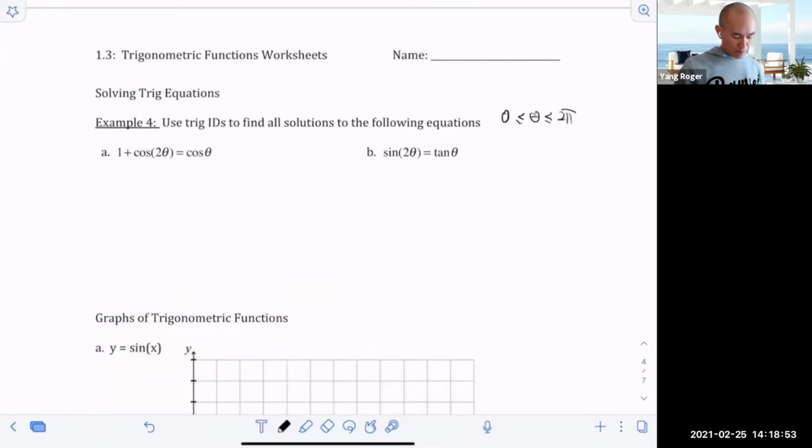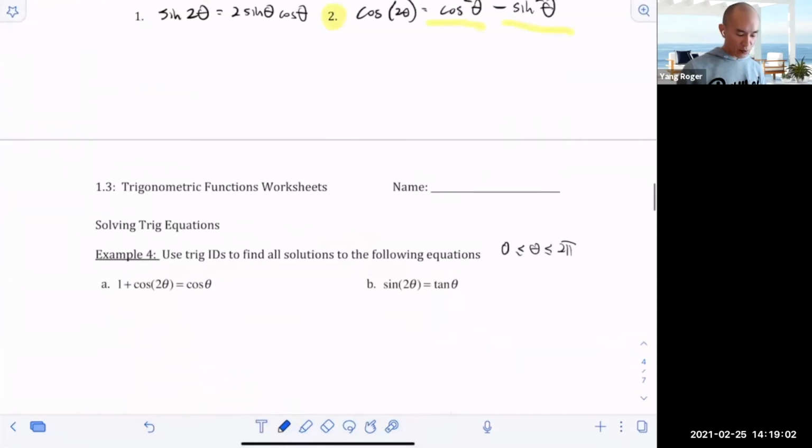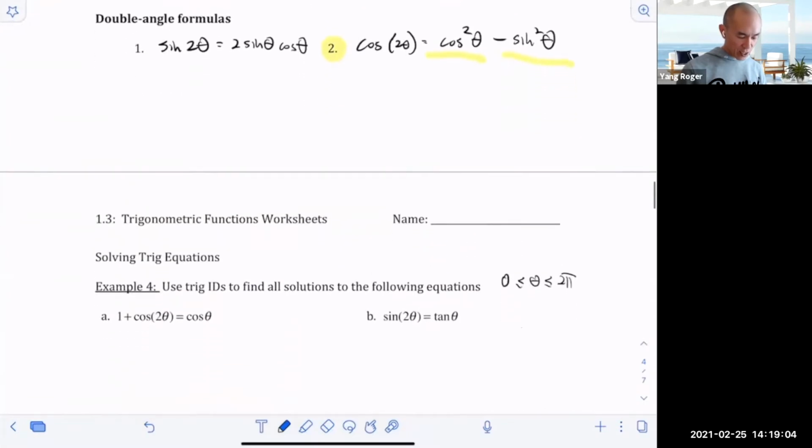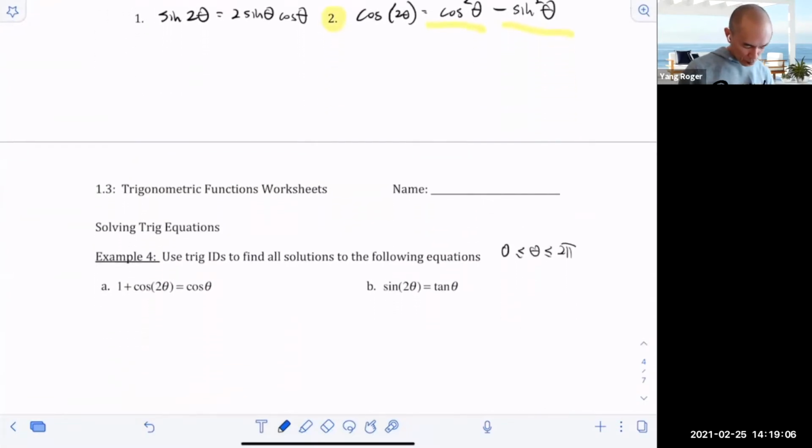So I see the cosine 2 theta there, and right away that means that I'm going to need a trig identity. So we just talked about that trig identity. So I'm going to write this as 1 plus cosine squared theta minus sine squared theta is equal to cosine of theta.